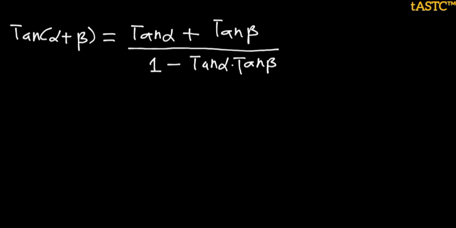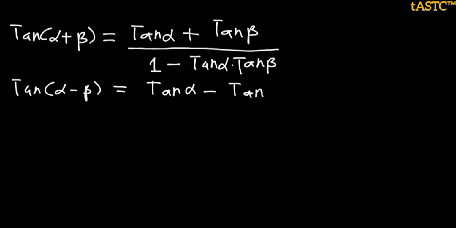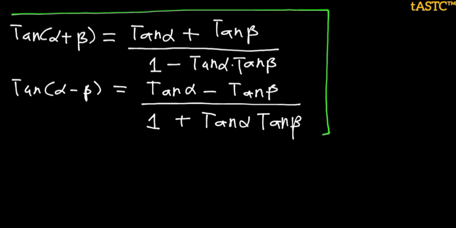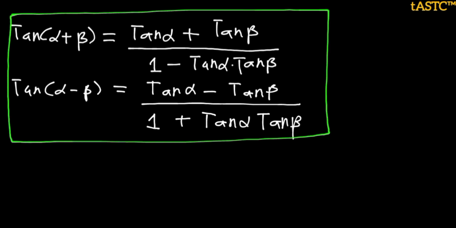So we have this, and also we have that tan of alpha minus beta is going to be tan alpha minus tan beta, divided by 1 plus tan alpha tan beta. So this is basically it. This is how to find all the addition formulas that are present within trigonometry.